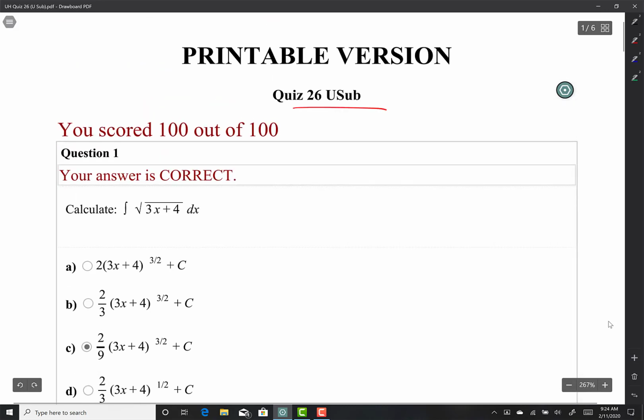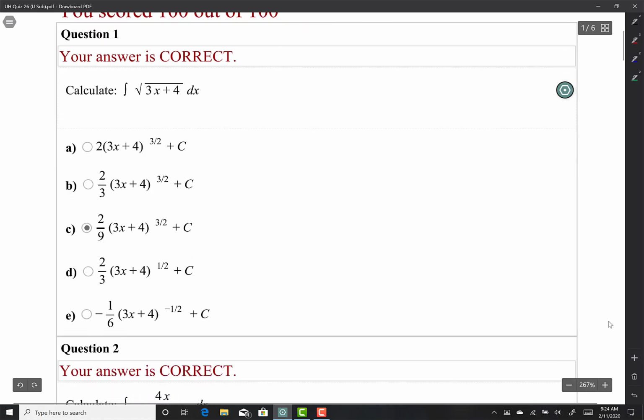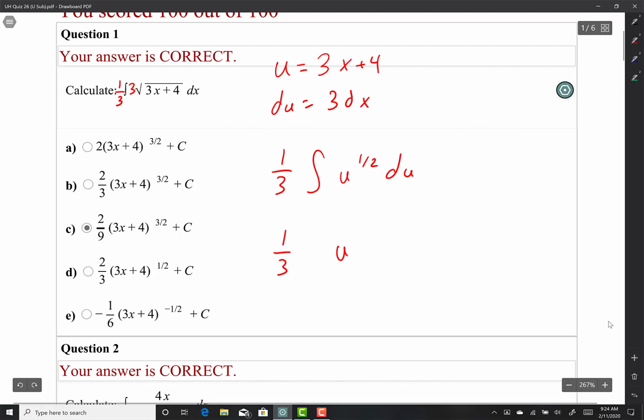So u-substitution. On this one, guys, it's pretty basic. You probably don't even need u-sub, but if you wanted to use it, you can say that u equals 3x plus 4. Then du equals 3 dx. I don't have a 3 dx, so I force it: put a 3 there, put a 1/3 there. 1/3 integral u to the 1/2 du. Then I write 1/3, leave a little space, u to the 3/2 divided by 3/2, which is the same thing as multiplying by 2/3, plus c.